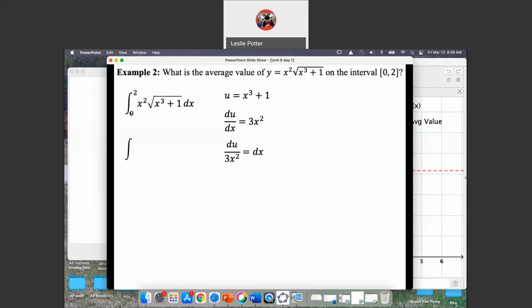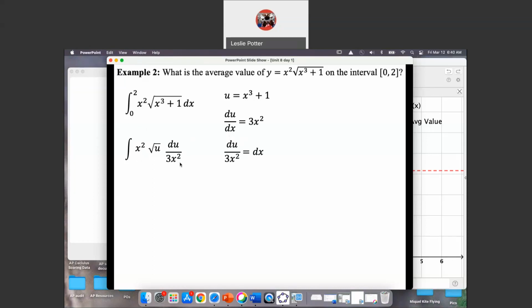Notice I've taken off the upper and the lower limits because I am going to start to remove the x's and substitute them in with u's, and I'll take care of reestablishing those limits in terms of u later on. Okay, so we have x squared here. Now I'm going to substitute out this, so that's going to become the square root of u, and then I'm going to substitute out this with this, and that's going to become du over 3x squared.